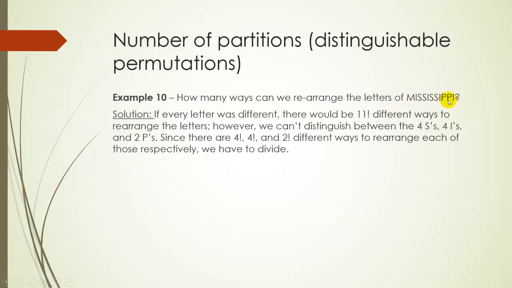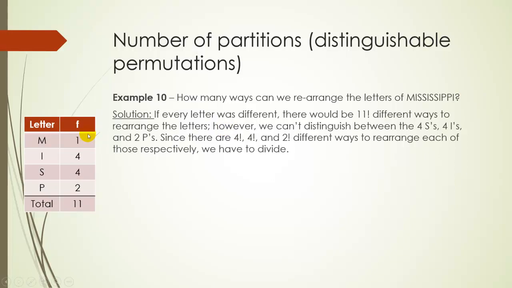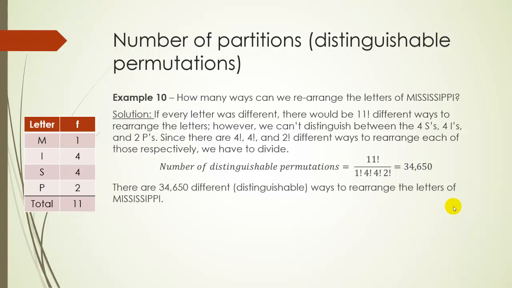There's 4 factorial ways to rearrange the I's, and 2 factorial ways of rearranging the P's. To summarize, we have 1 M, 4 I's, 4 S's, 2 P's. So we should take our 11 factorial and divide it by the factorial of each of these, because that's the number of ways we can rearrange these letters without being able to distinguish between them. So it will be 11 factorial divided by 1 factorial, 4 factorial, 4 factorial, 2 factorial. You don't have to write the 1 factorial, but I like to because 1 plus 4 plus 4 plus 2 gives you 11, so it's a nice way to make sure you included every option. That will give you 34,650 ways to rearrange the letters of Mississippi where you could actually distinguish them.